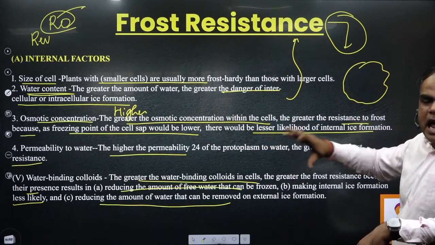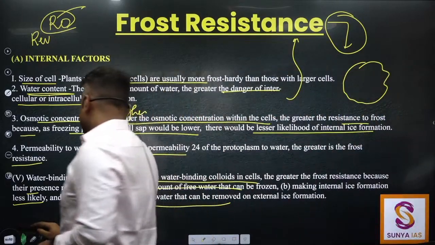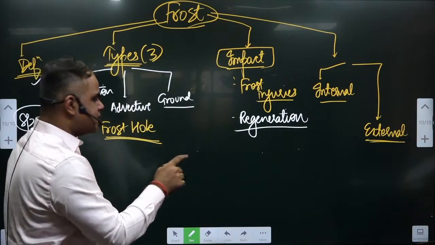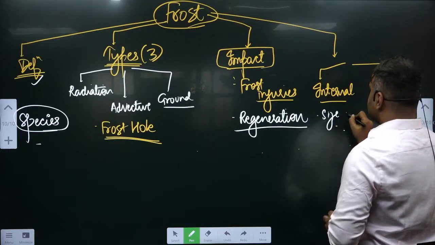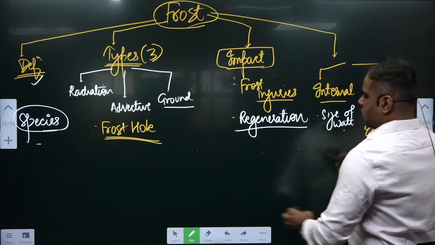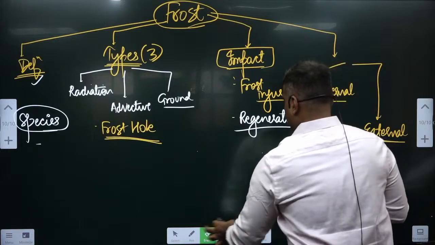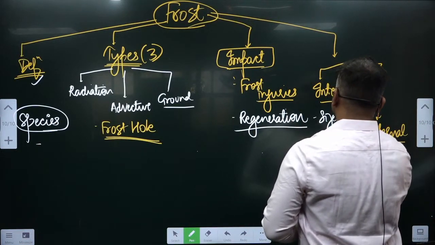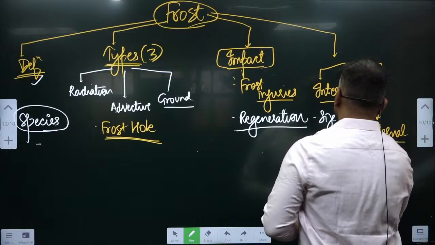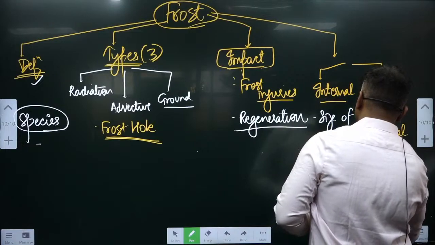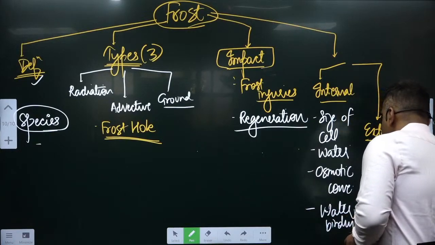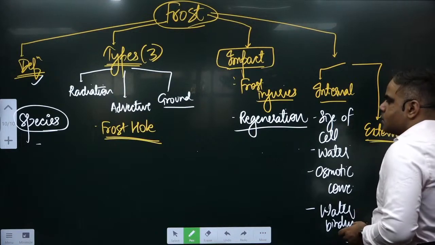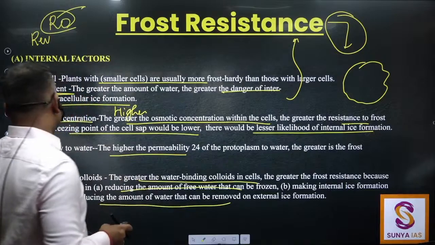Internal factors are there and there are external factors. For internal factors, let us quickly recap. Ultimately you have to have a sheet like this which will help you revise. So internal factors: one is the size of cell, then water content, osmotic concentration, and water binding colloids. These are the major factors that you can remember, and in addition, one is permeability to the water. But even if you remember 3 or 4, that is good enough.